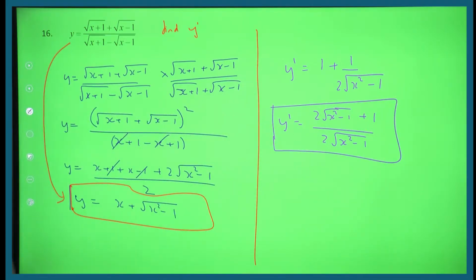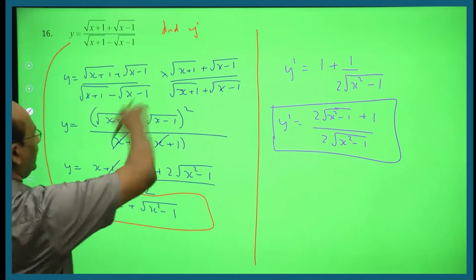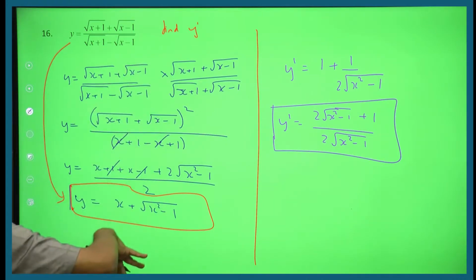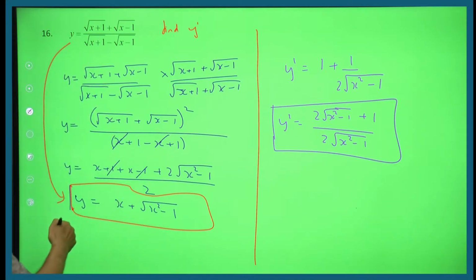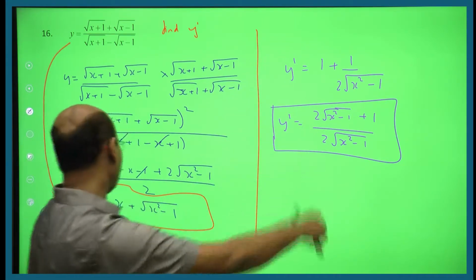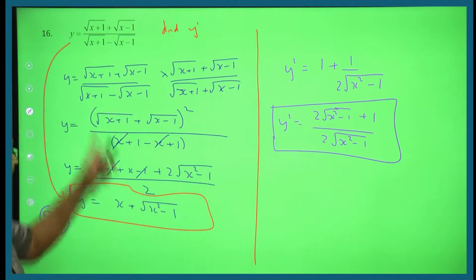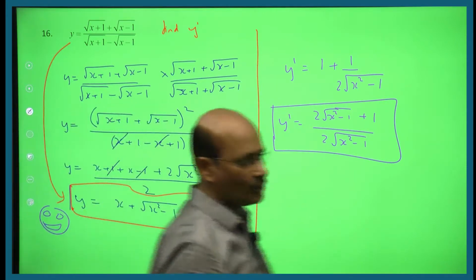So I hope you got this. Instead of doing u by v directly, I simplified this by rationalizing the denominator, because once I rationalized, the function became simpler, correct or not? The function becomes simpler and you give a smile, right? And then you started taking the derivative, it is much easier to deal with this rather than that. So I hope you got this point clear.